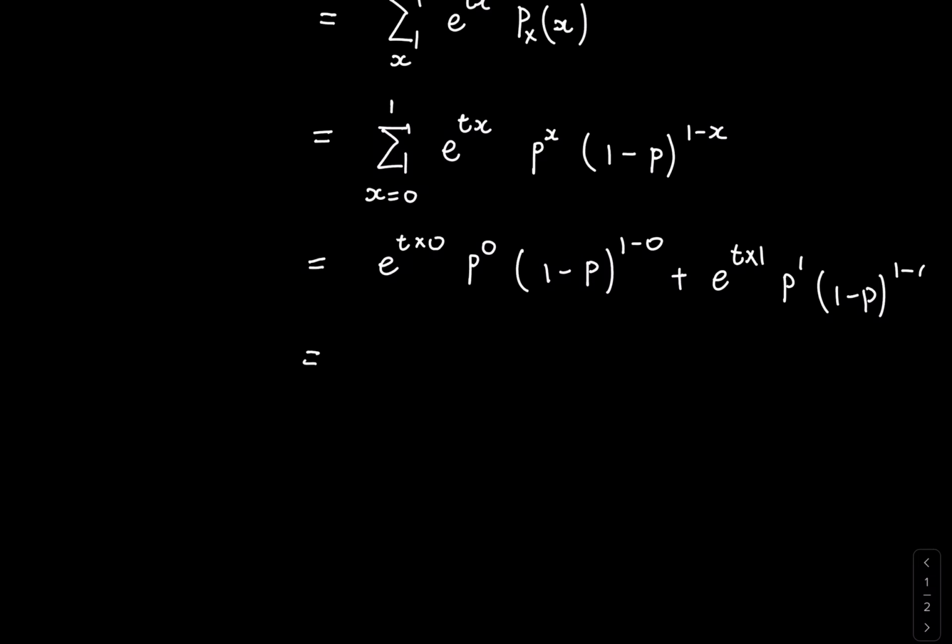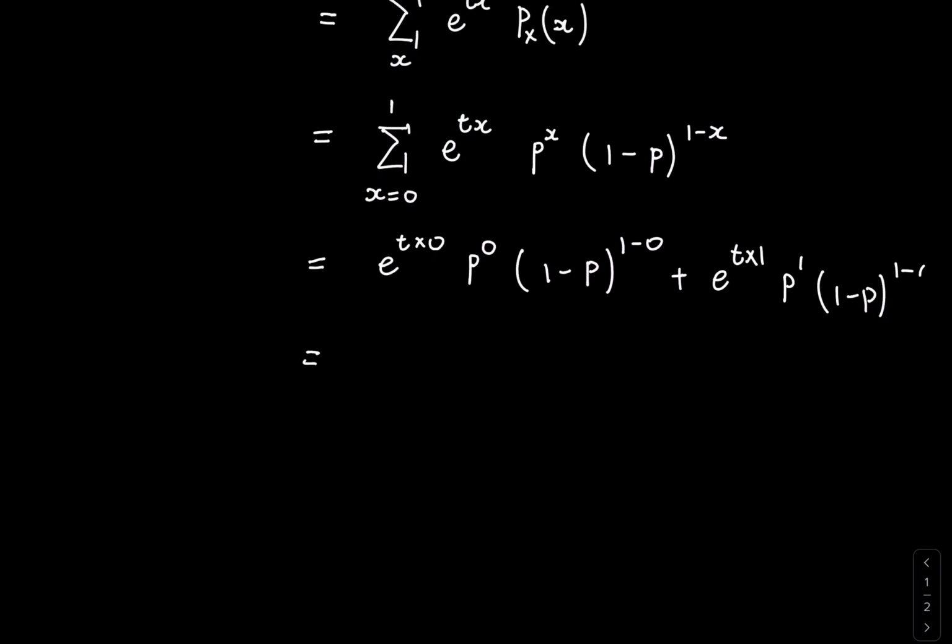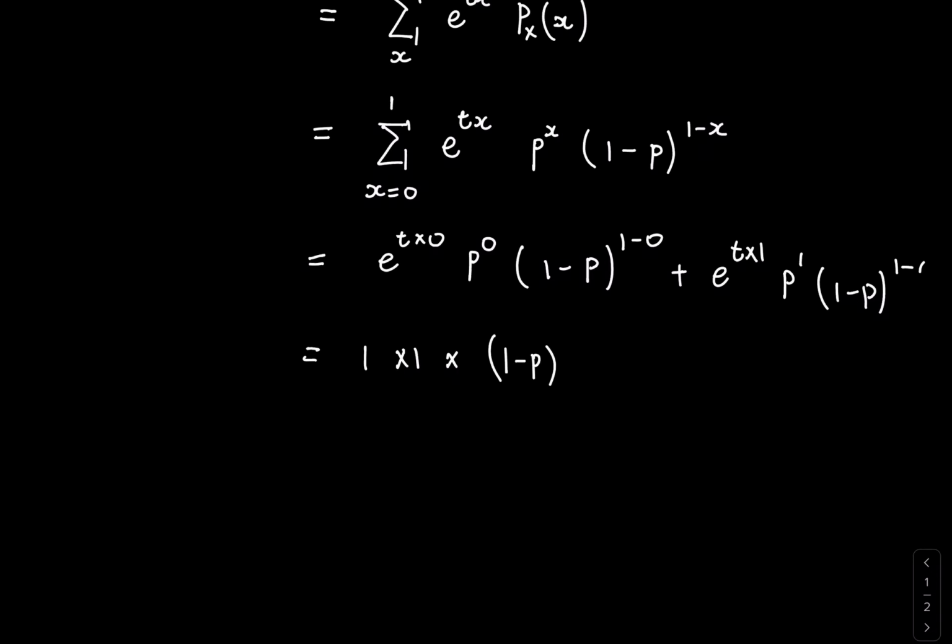We're going to apply a few more simplifications. So e to the t times 0 is simply equal to 1, because anything to the power of 0 is 1. P to the 0 is again 1, times here what we've got is 1 minus p to the power of 1 minus 0, and anything to the power of 1 is just itself. So now what we can write is 1 minus p, and we can put that in brackets.